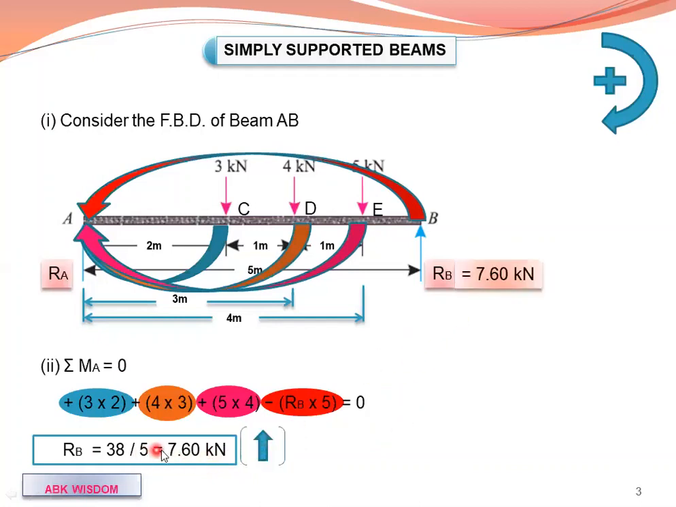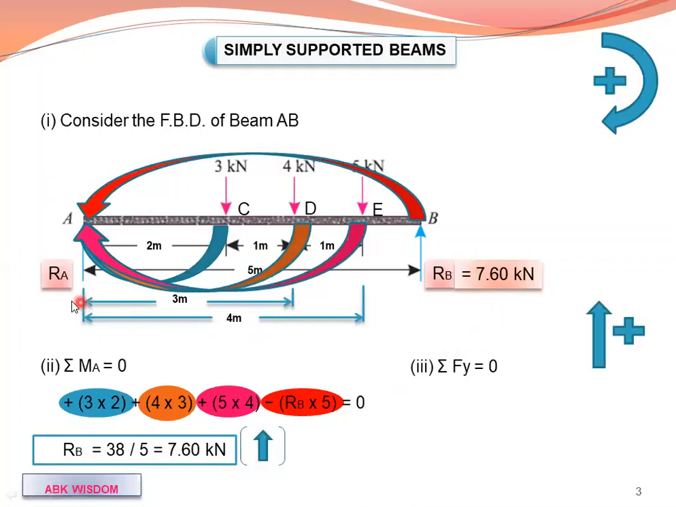So now, because this is positive sign, so we know that the support reaction which is exhibited at point B will be vertically upward. Suppose if this answer is negative, then we need to show that the support reaction at the point B should be downward.